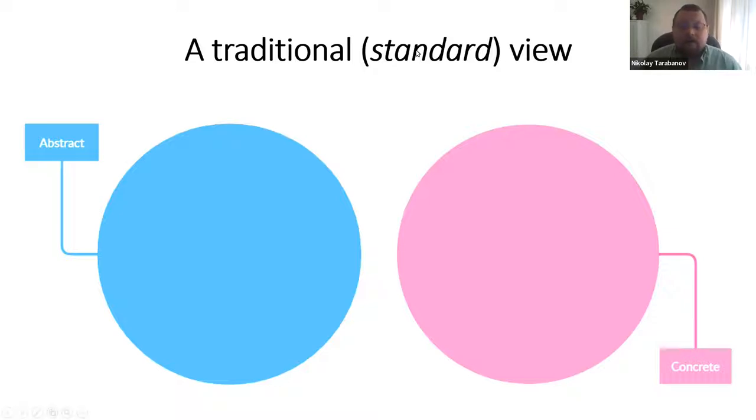The blue circle is for a set of abstract objects, and the pink circle is for a set of concrete objects. Well, I hope there is no color discrimination here. I've just used a Venn diagram created online, and the color choice was random.